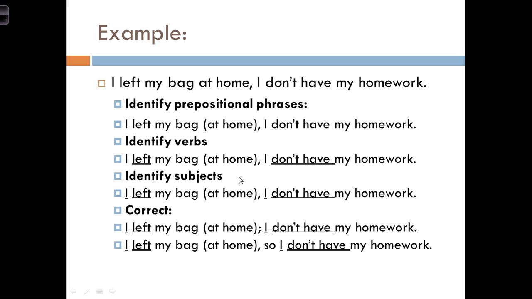Then we want to find the subjects. Who left my bag at home? I did. So I is the subject. And who doesn't have my homework? I don't. So I is the subject there.